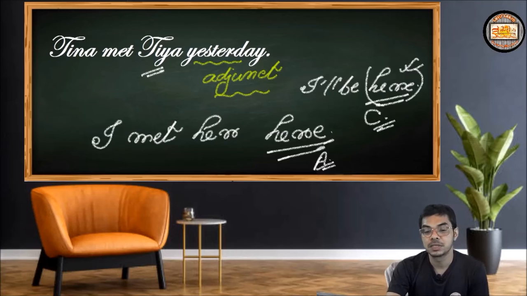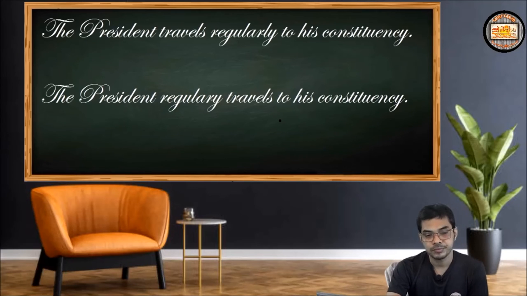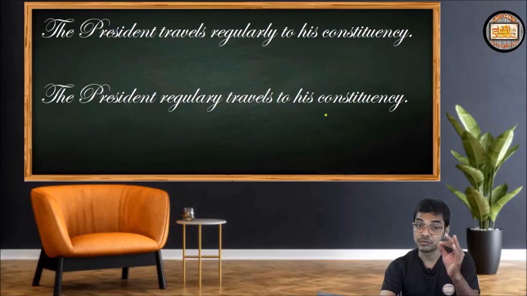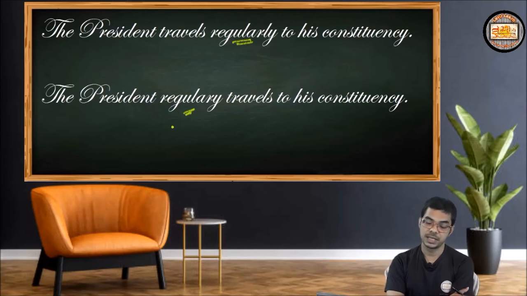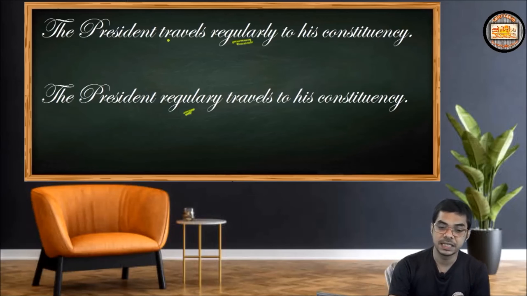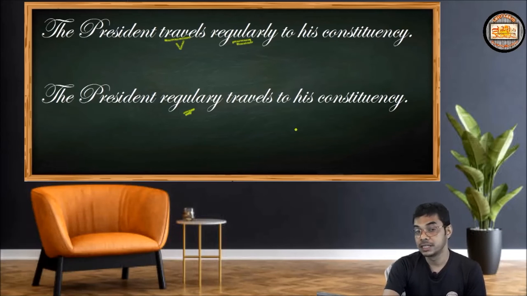But now, let me present two sentences here as examples. The president travels regularly to his constituency. This is our first sentence, and the second sentence is the president regularly travels to his constituency. Just have a look at these sentences, read them properly, and you will find the sentences are the same with only one difference. That's the use of regularly, this adjunct. Yes, dear friends, in the first sentence, we have placed it after the verb. And in the second sentence, we have placed it before the verb. Yes, dear friends, this is the most important point for us to discuss. This is the most important point for us to understand and to feel.